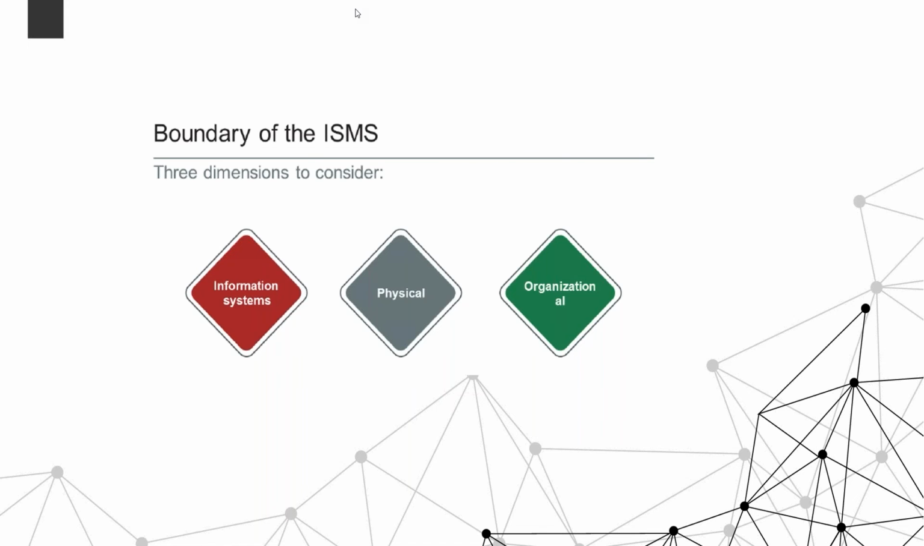Now once we have understood the information system, we collected the information related to your physical security system, we collected the information related to the organization security system, then we are going to define the information security boundaries. Now quickly have a look at the picture.